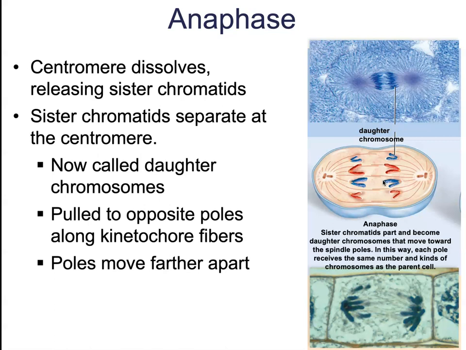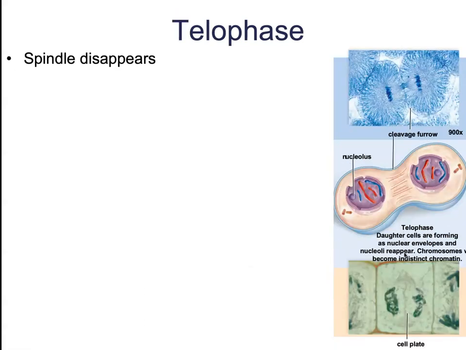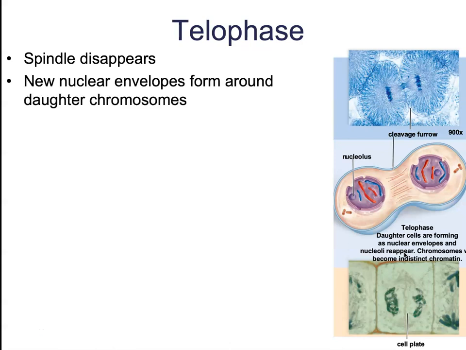But those two daughter chromosomes are going to be pulled to opposite poles along those kinetochore fibers that are slowly reeling them in. Those poles are going to be moving further and further apart as the cell continues to expand, and we're going to eventually separate that parent cell into two daughter cells. This is going to start to happen during telophase. In telophase, we're going to see a reforming of the new nucleus. So the spindles are going to disappear and new nuclear envelopes are going to form around those daughter chromosomes.